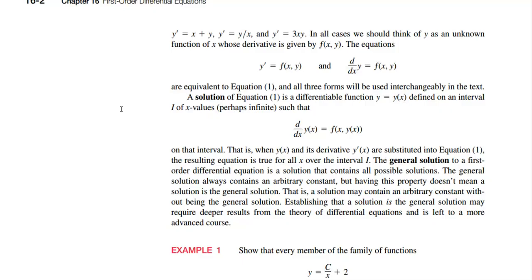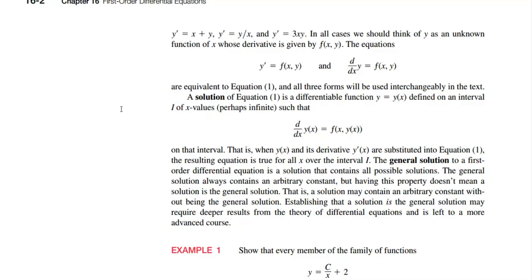A solution of equation 1 is a differentiable function y = y(x), defined on an interval I of x values, which might be infinite, such that d/dx y(x) = f(x, y(x)) on that interval. So when y(x) and its derivative y'(x) are substituted into equation 1, the resulting equation is true for all x over the interval I.